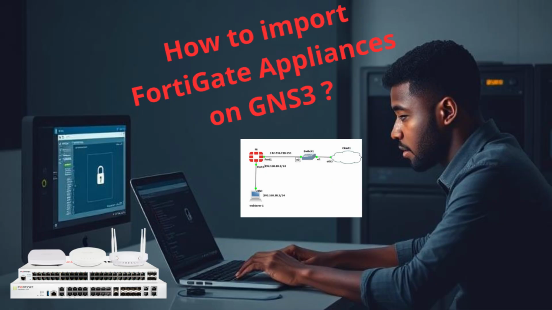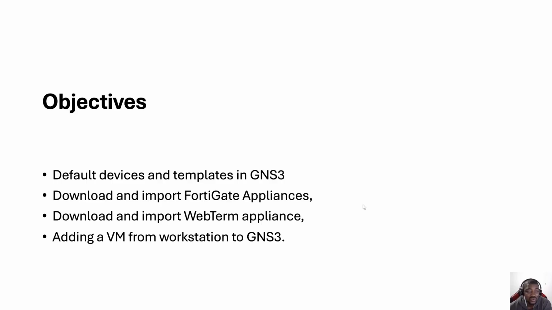So in this video we are going to see how to download and import FortiGate appliances on GNS3. We are going to see the default devices that are available in GNS3. We are also going to see how to download and import the FortiGate appliances, download and import the Webterm appliance, and also add a virtual machine from VMware Workstation to GNS3.